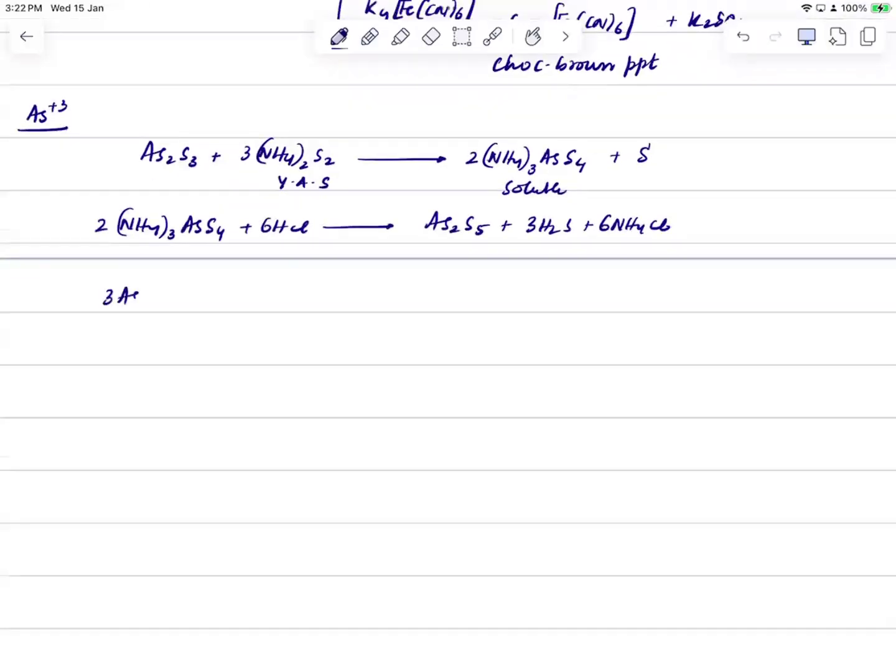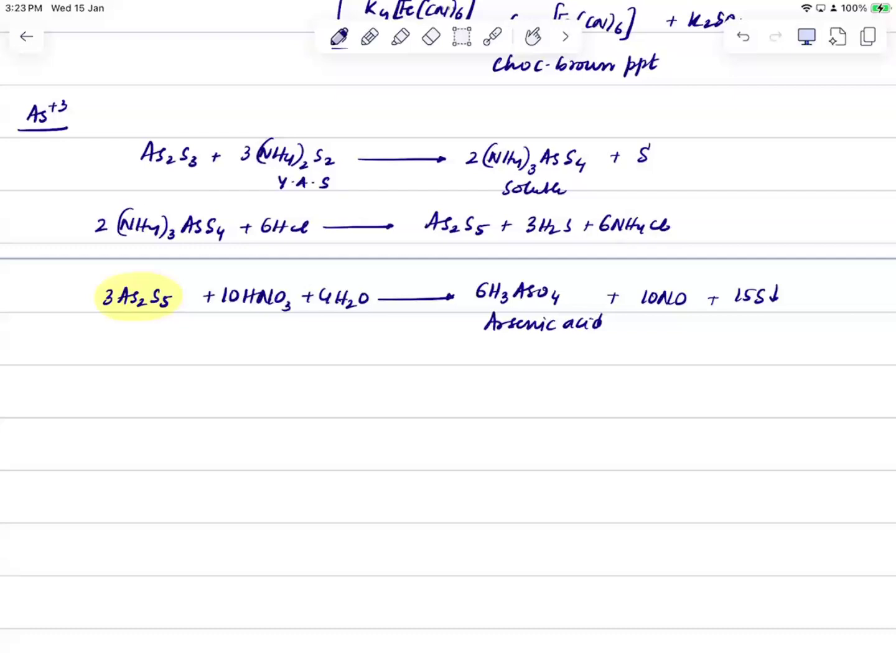And lastly, this last reaction has been asked in one of the sessions. This reaction has been asked. That is plus 10 moles of HNO3 plus 4 moles of H2O, which would give us 6 moles of H3AsO4, which is arsenic acid, a soluble acid, plus 10 moles of NO, plus 15 moles of sulfur, colloidal sulfur.